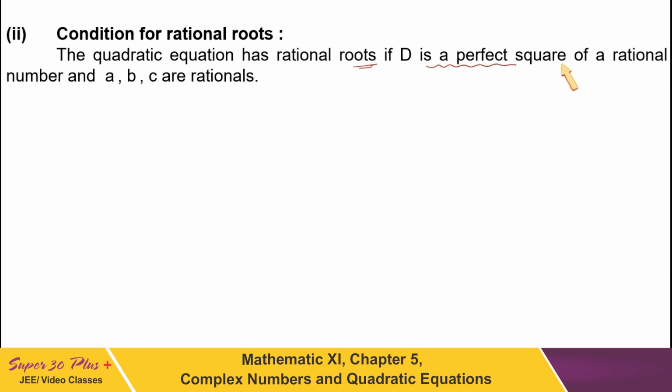What is the meaning of this? If d is a perfect square, then what will happen? There will be no radical sign here. It means if d is a perfect square, then you can write the roots in the form minus b plus minus alpha upon 2a, meaning both roots are rational, of the form p by q. So the fundamental condition is, if d is a perfect square, then roots are rational.